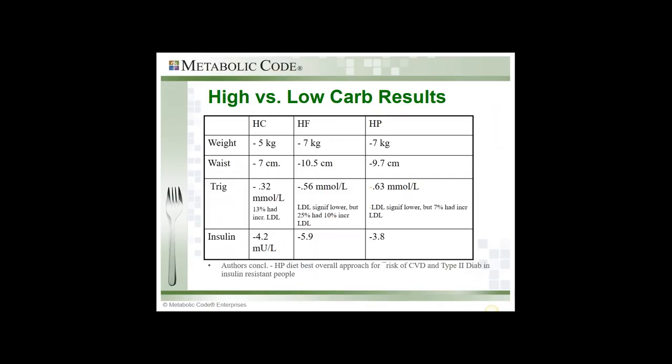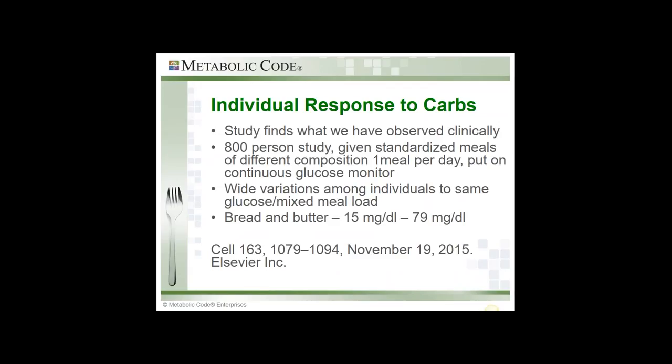So there were some ups and downs and some things that were best, but interestingly, the highest fat intake had the most loss in waist circumference. But when these authors looked at overall results, they felt that the higher protein diet was the best overall approach for all the markers. But again, much more weight was lost on the two low carb ones compared to the higher carb.